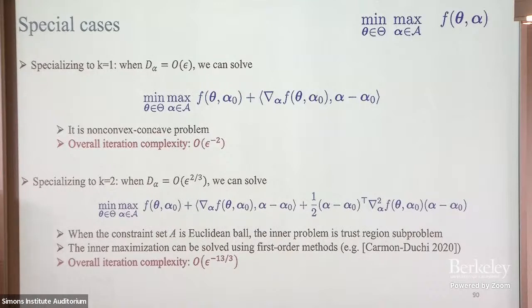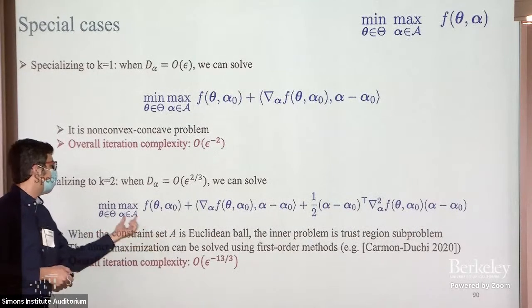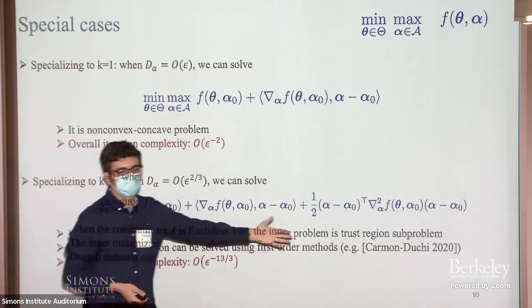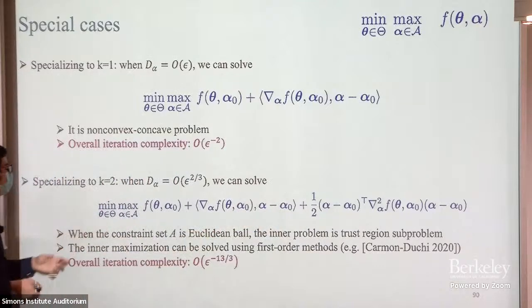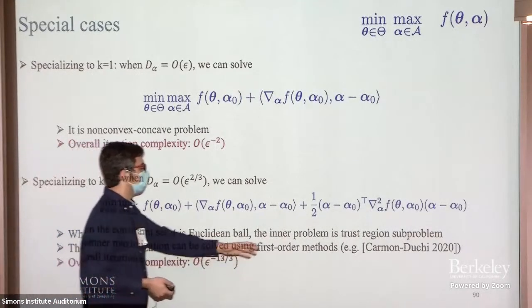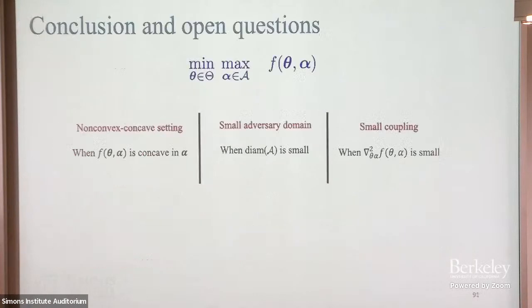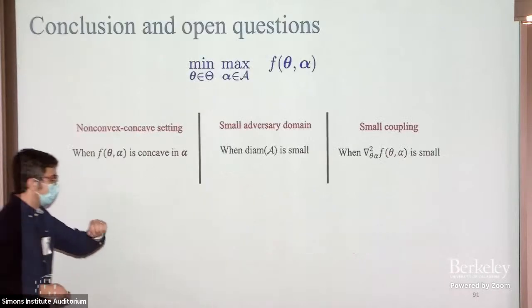And for this problem, for example, when the set A is a Euclidean ball, this becomes a trust region subproblem, and you can solve it. You can solve the inner maximization problem using first-order methods for trust region. There are many of them. You can, for example, use this or Carmon and Duchi, and we show that using this method, you can have an algorithm with this order of iteration complexity for this class. Questions? Okay, so these are two special cases.